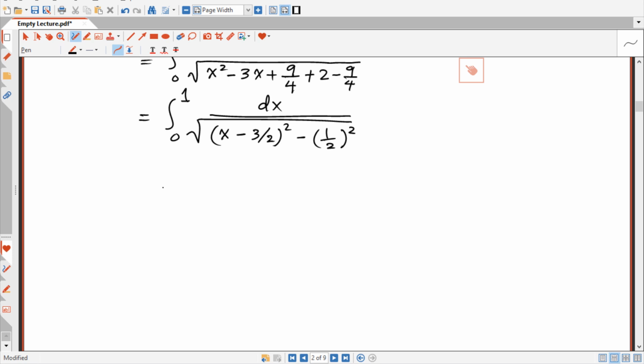To do this, I will remind you of the trigonometric identity: sine squared x plus cosine squared x is equal to 1.